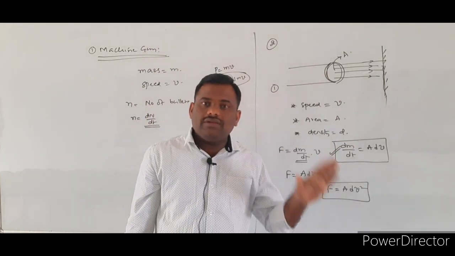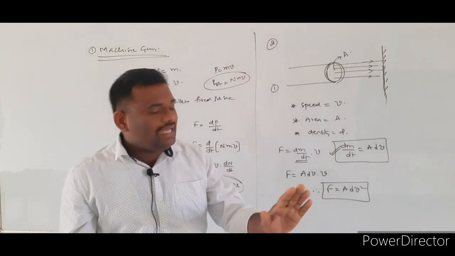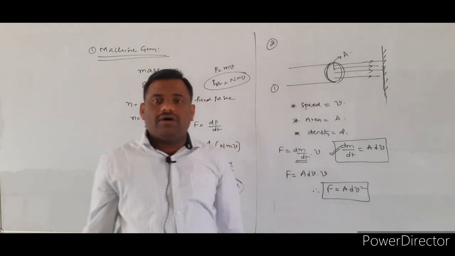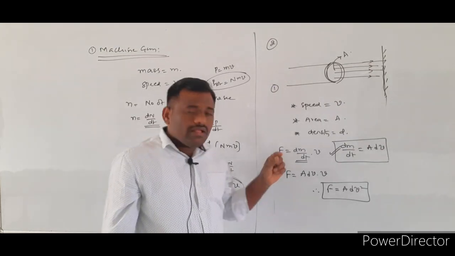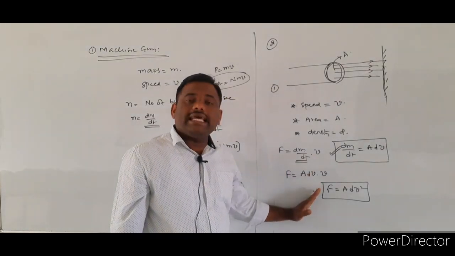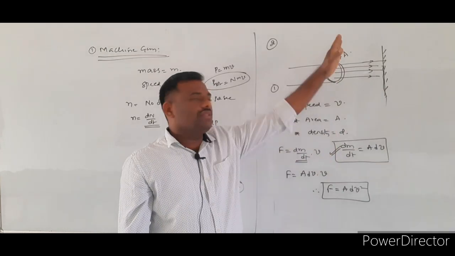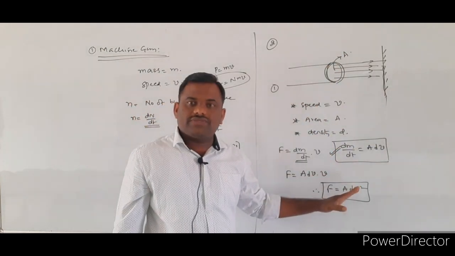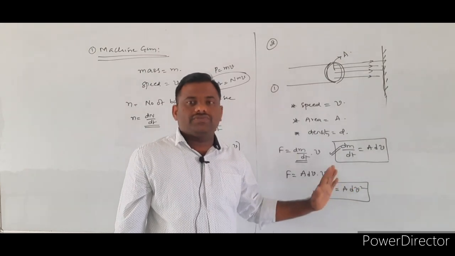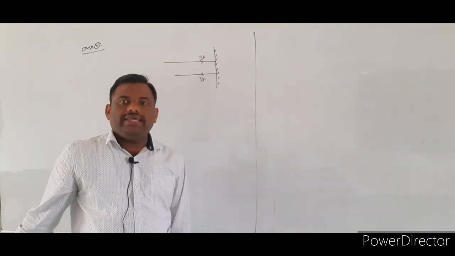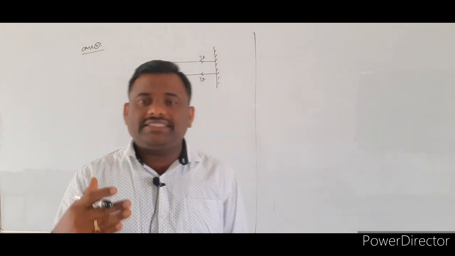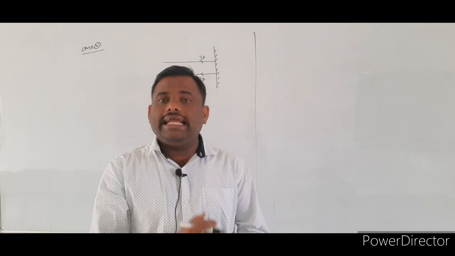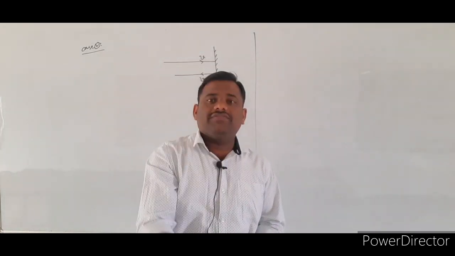Whenever the water jet strikes the wall normally and dies, that means the water slides along the length of the wall. At that time, the force exerted by the water jet over the vertical wall is given by F is equal to adv square. F is equal to adv square. In case 1, we assume the water jet strikes the vertical wall and dies, which means the water slides along the surface of the wall.